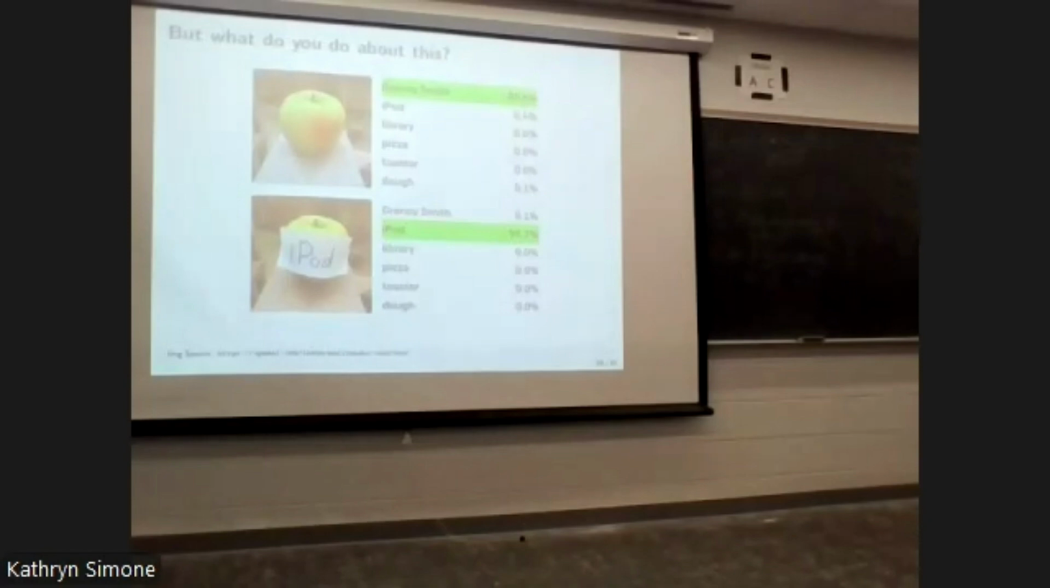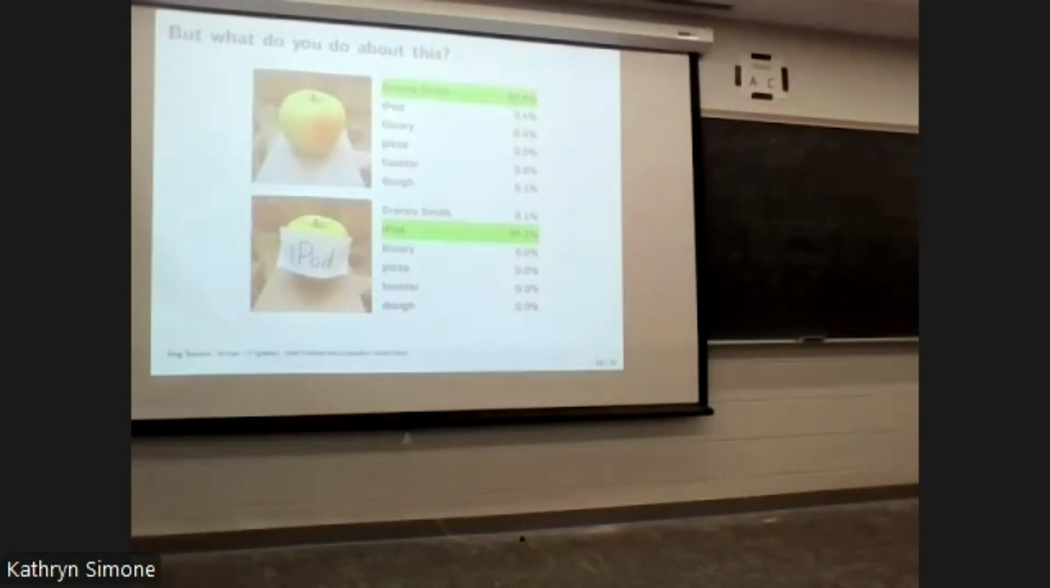This is what is called a typographic attack. Picture of an apple is labeled a Granny Smith apple. Somebody just wrote iPod on a piece of paper and stuck it to the apple. iPod, 99.7% confidence.